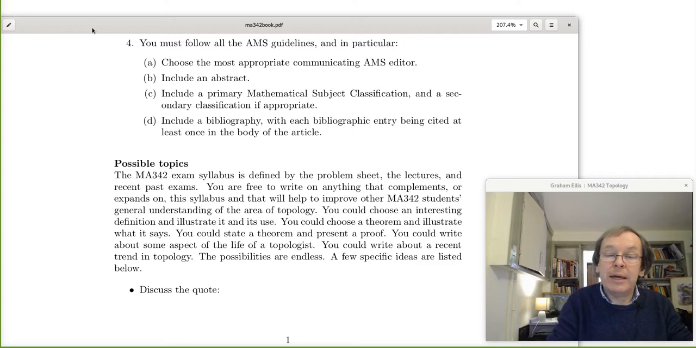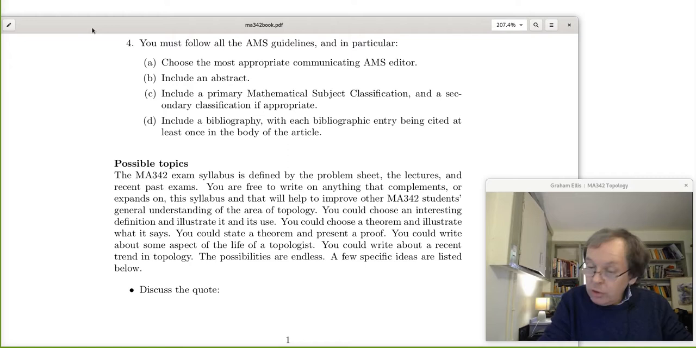You could take a definition, a fiber bundle, a differentiable manifold, whatever, and say, what does it mean? And just illustrate the definition. And in 5 pages, if it's a good definition, worthy of 5 pages, that would be a good article. Or you could take a theorem, maybe a theorem in the book by Armstrong, which I haven't had time to state and prove. And you could state and prove a theorem.